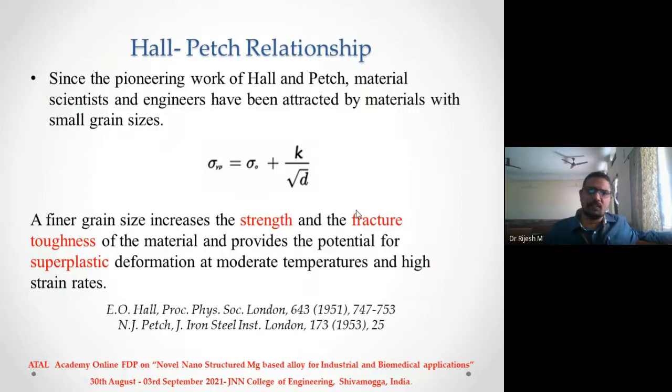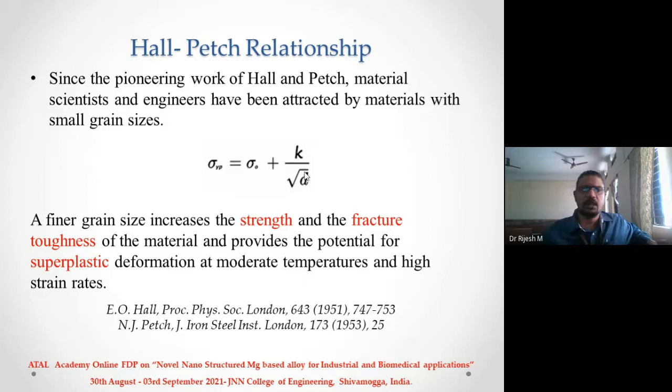It all started with the Hall-Petch relationship, a pioneering work of Hall and Petch. Material scientists and engineers have been attracted by materials with small grain size. They say that the finer the grain size, the better the mechanical properties. The Hall-Petch relationship is: sigma_y = sigma_0 + k√d. d is nothing but the diameter of a grain.